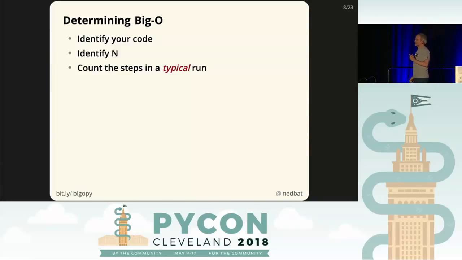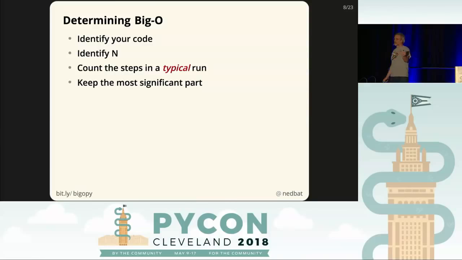So you count the steps in a typical run, and since we put in n at the top and not 10 exactly, the number of steps is going to be an expression in n. You might end up with, well, it's 3n plus 47 steps, something like that. And then what you do is you keep only the most significant part of that expression. So you keep only the highest order piece, and then you throw away the coefficients. So if you had 47n squared plus 53n plus 101, that's n squared. You throw away all the lower order components and the coefficients.